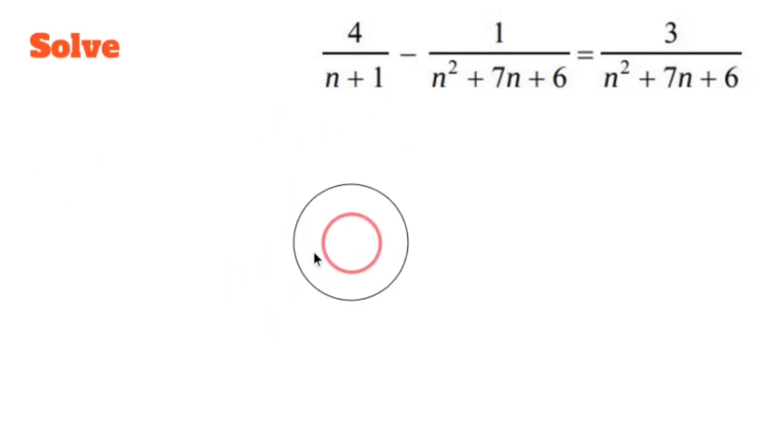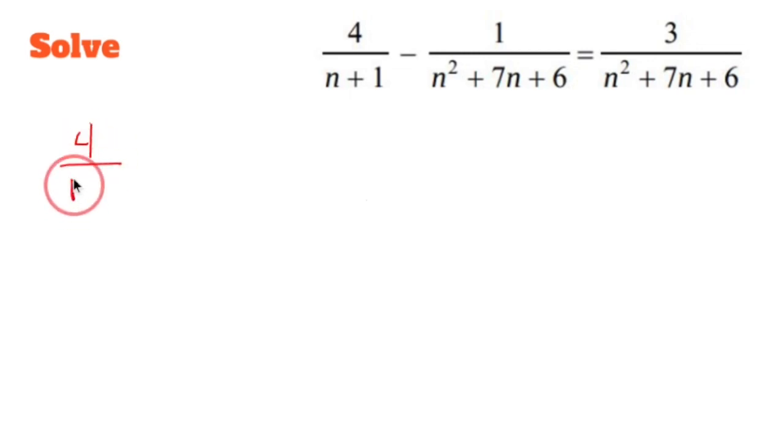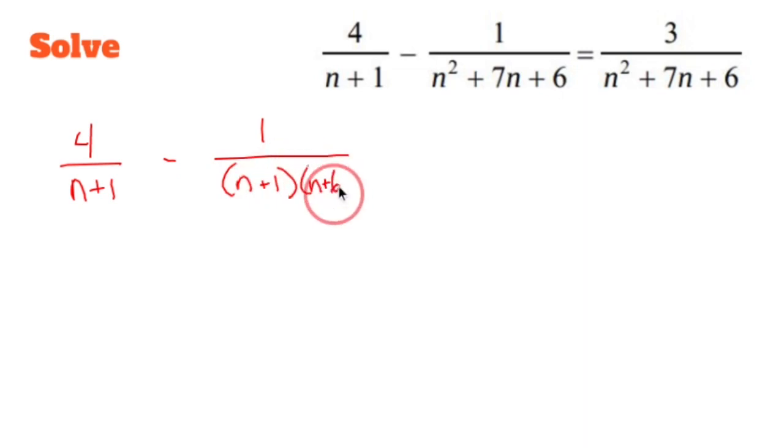In order to make these fractions have all the same denominator, I'm going to factor that guy, which also factors that guy, and hope that n plus 1 is one of the factors. I have a feeling it will be. So I have 4 over n plus 1. Okay? I'll leave that right there. Minus 1 over n squared plus 7n plus 6. I need to come up with two numbers that add up to 7 and multiply out to 6. Well, 1 and 6 should do it. So there's my n plus 1, and there's my n plus 6.